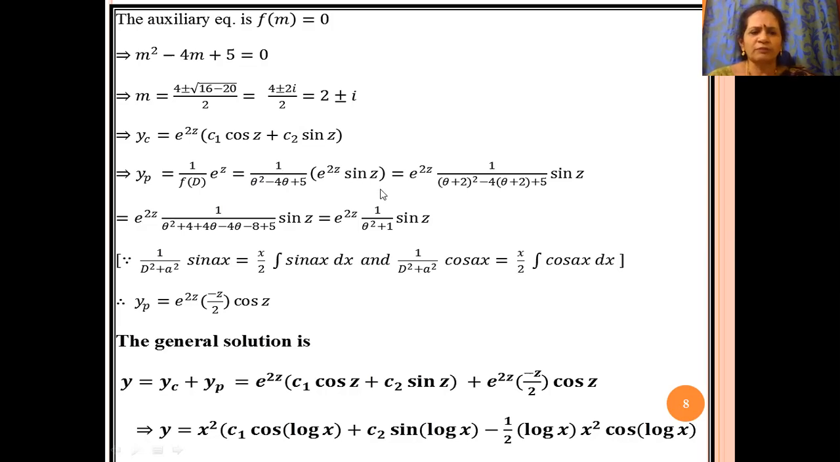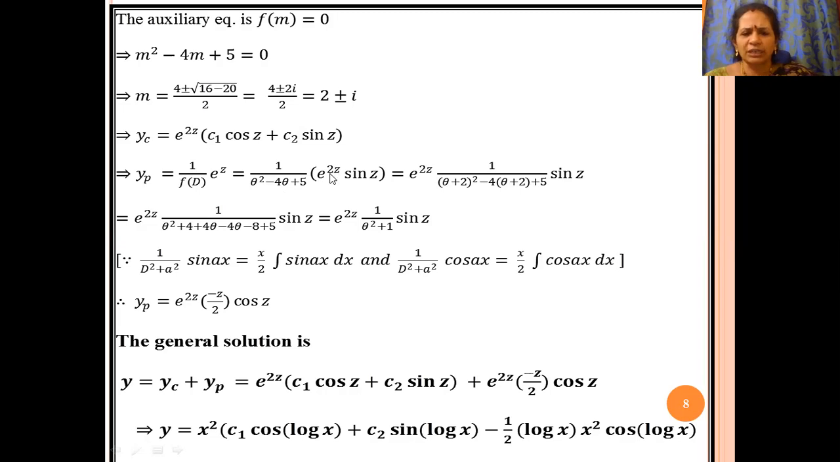Suppose this is a combination of two functions. So suppose any q function is in the form of an exponential function into a trigonometrical function. If it is given like that, first of all, separate the exponential function, and write the exponential function outside. Write it separately like this, e power 2z into this function. Now in the denominator, keep it as it is. In the exponential function, the a value is 2.